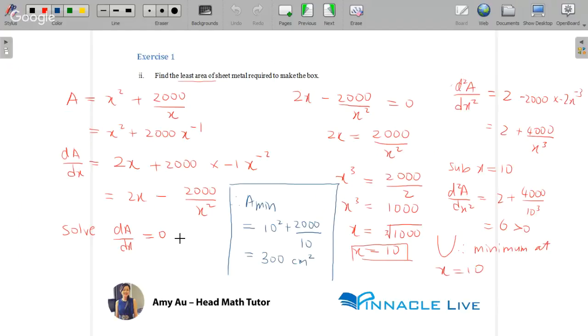Second step, find the minimum area. So we take the expression, found the first derivative, solved it to 0, found that x is equal to 10. Then we establish that it's actually a minimum by putting it into the second derivative, which proves to be a minimum. Once we found the minimum, we address the question, find the least area. So the least area is meant to be sub 10 into here, which is basically this blue part, 300 centimeters squared. And that is it. So that's a basic introduction type of question, just to get us warmed up and ready to tackle some of the harder questions.